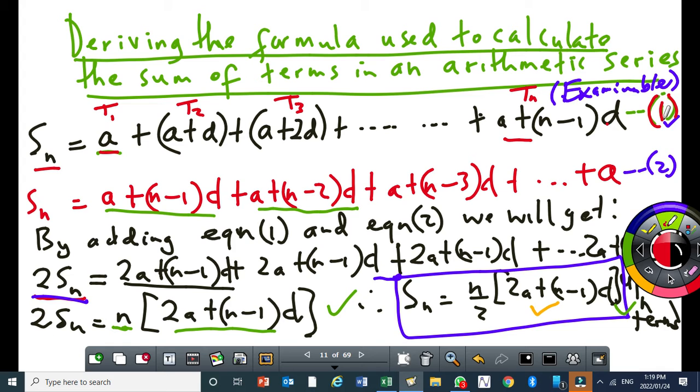So Sn, which stands for the series, is equal to A plus D plus A plus 2D plus A plus 3D up to A plus (N minus 1) times D. And remember, this A plus (N minus 1) times D is the last term of the sequence. And that sequence is arithmetic. You understand that part? Right. Now, do you know that, okay, this is quite interesting.